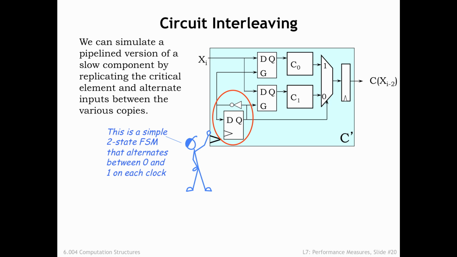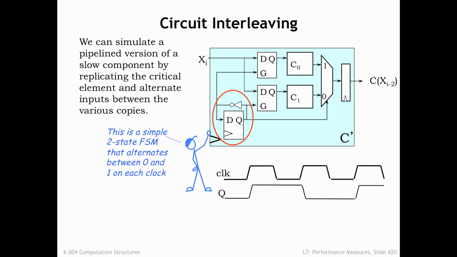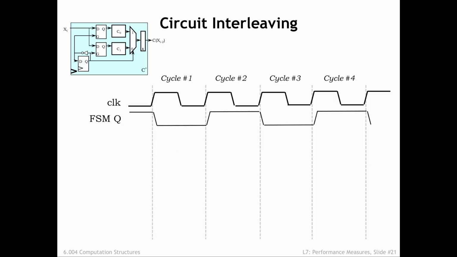In the lower left-hand corner of the circuit is a very simple 2-state FSM with 1 state bit. The next state logic is a single inverter, which causes the state to alternate between 0 and 1 on successive clock cycles. This timing diagram shows how the state bit changes right after each rising clock edge. To help us understand the circuit, we'll look at some signal waveforms to illustrate its operation. To start, here are the waveforms for the clock signal and our FSM state bit from the previous slide.